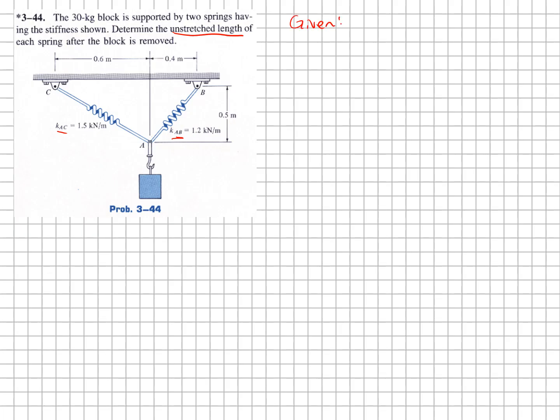So we are given that our mass of A is equal to 30 kilograms, and they want us to find the unstretched length. So I'm going to call those LAB and LAC. Little l, little AB, little LAC, to talk about the unstretched length of these springs.